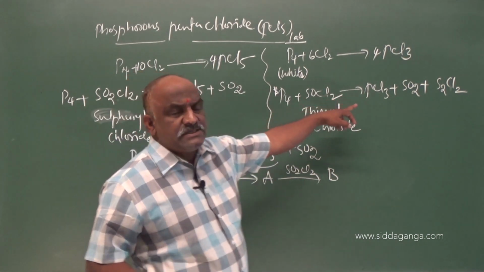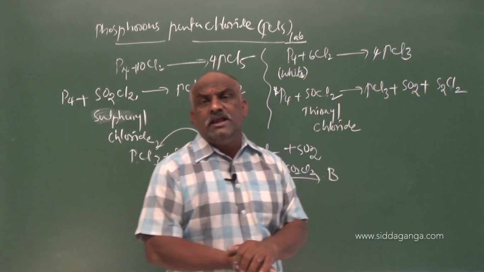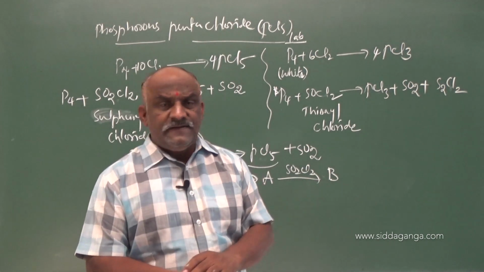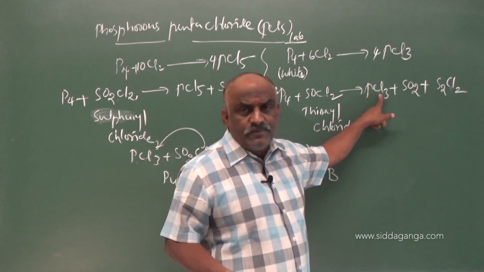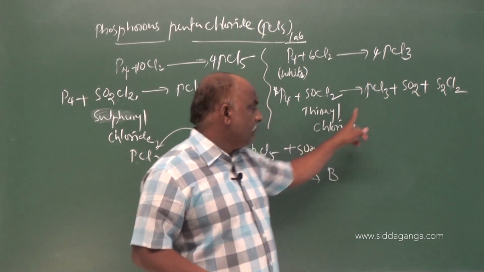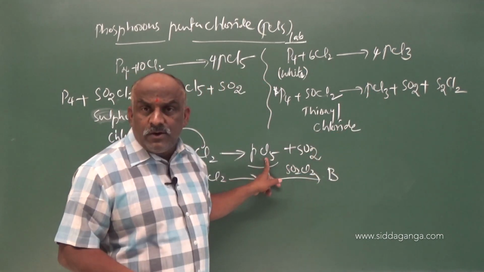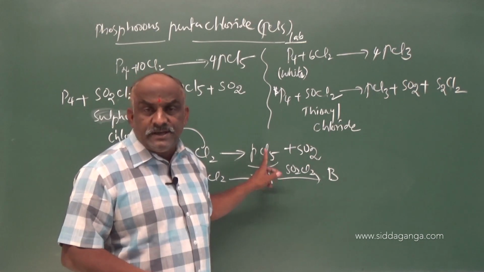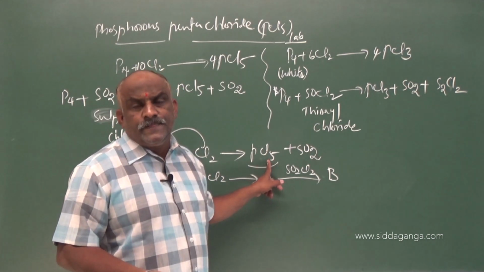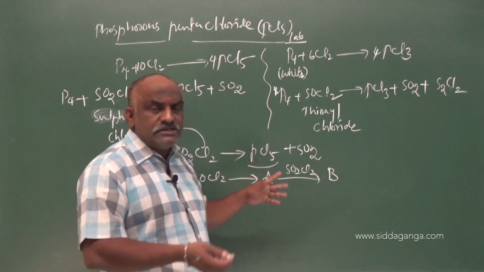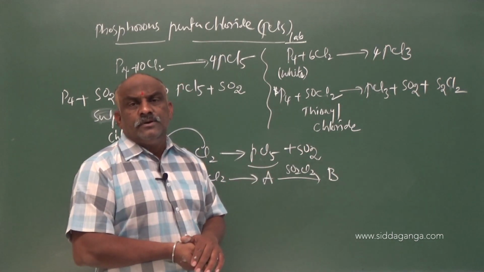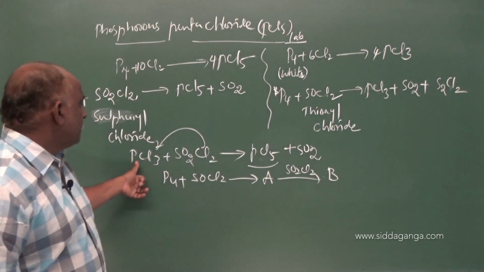What is A? Phosphorus trichloride, an oil-like liquid, and it is pyramidal in shape with sp3 hybridization. While coming to PCl5, it has trigonal bipyramidal shape, sp3d hybridization. So you have to notice these points. Clear it is. So this is also one of the preparations.